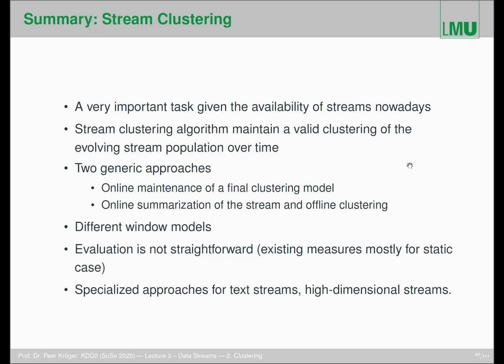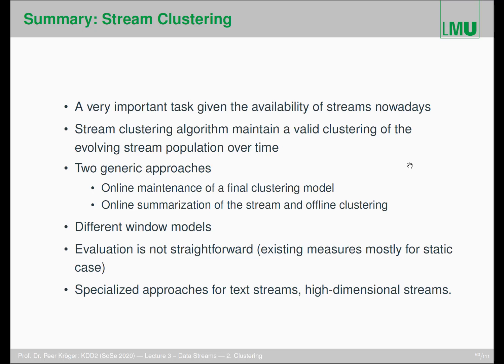And that's it for clustering, for this short clustering part. So here is the summary of the whole stream clustering part. It's a very important task given the availability and breadth of data streams nowadays, of course. Stream clustering algorithms, as you have seen, typically maintain a valid clustering of the evolving stream population over time. And there are two generic approaches: online maintenance of the final cluster model, or online summarization of the stream and then offline clustering of the final model.